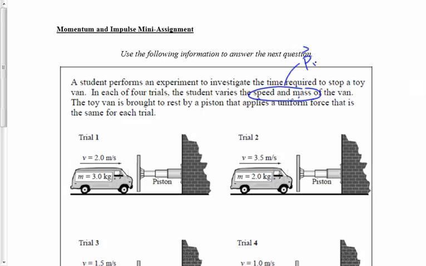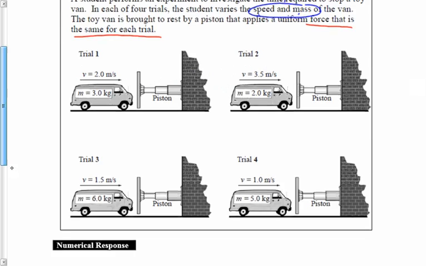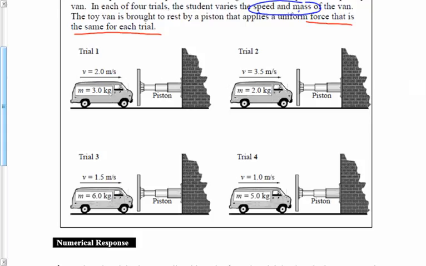All right, the toy was brought to rest by a piston that applies a uniform force that is the same for each trial. I thought this was really important, actually. The force is the same for each trial. Those aren't just context words. It's important to know that in all 4 cases, the force is the same. Hey, wait a second, though. Didn't we say that the longer the time of contact, the lower the force is? But here we're saying the force is the same in each of the 4 cases?